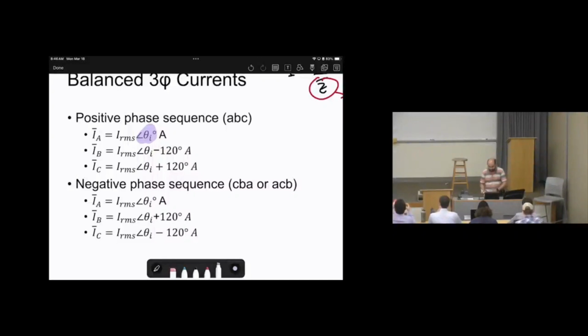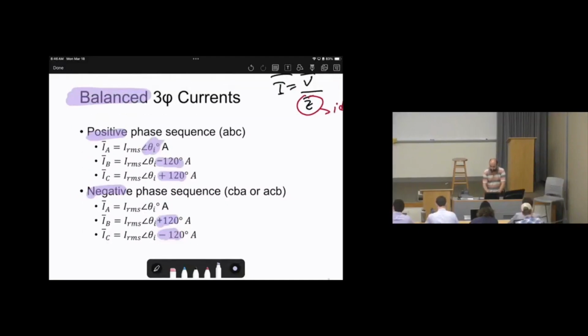Okay? Then what will happen to the others? Negative 120, positive 120. Other than that, the magnitude is the same. So when you do the calculation, you can calculate phase A, then phase B, just put negative 120, phase C, positive 120, if it is positive sequence. If it is negative sequence, just swap between B and C. That's how we do the formula. Again, they are all sharing the same magnitude if and only if it is balanced. And for this course, we will assume every time it's balanced.